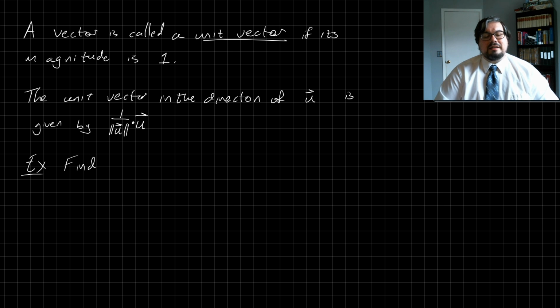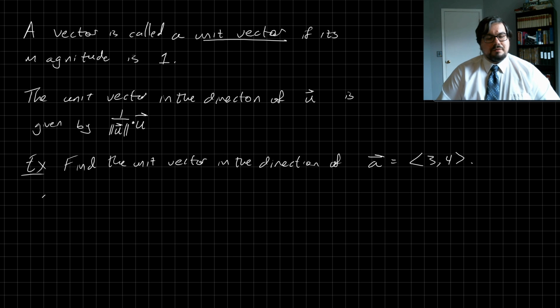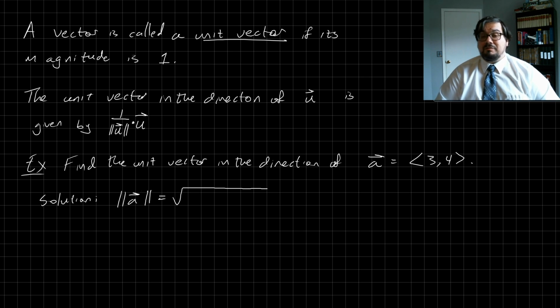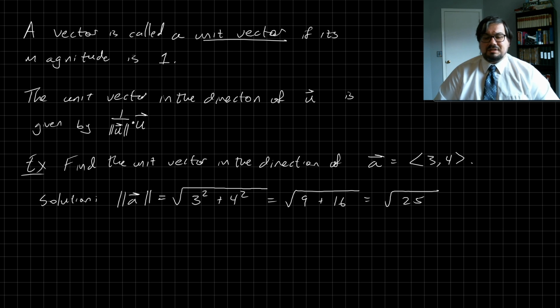So, for example, we might be asked to find the unit vector in the direction of, let's say, A, which is the vector 3, 4. So the solution is, first, we want to find the magnitude of A. Finding the unit vector always takes 2 steps. The first is finding the magnitude of the original one. You need to figure out basically what you need to change it by. So the magnitude of A is equal to the square root of 3 squared plus 4 squared. Now 3 squared is 9 and 4 squared is 16. And so that tells us that the magnitude of A is the square root of 25, which is 5. So currently the vector A has a magnitude of 5.